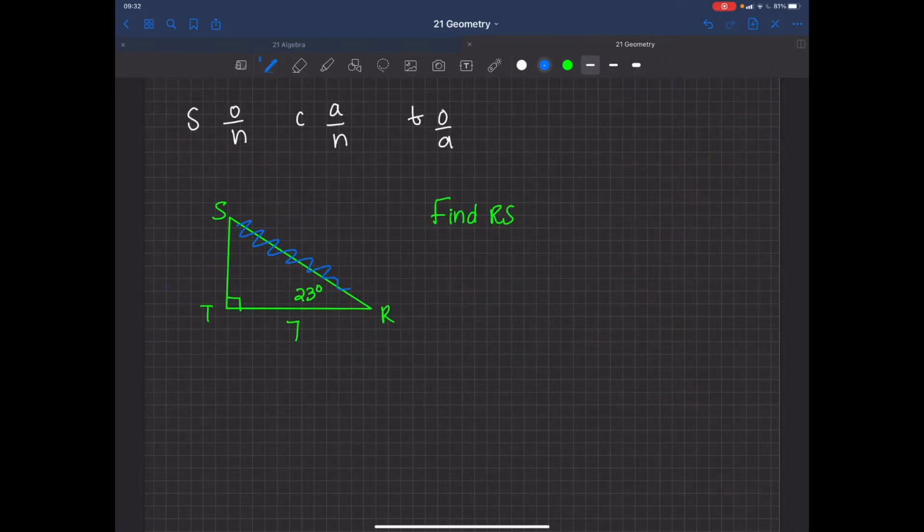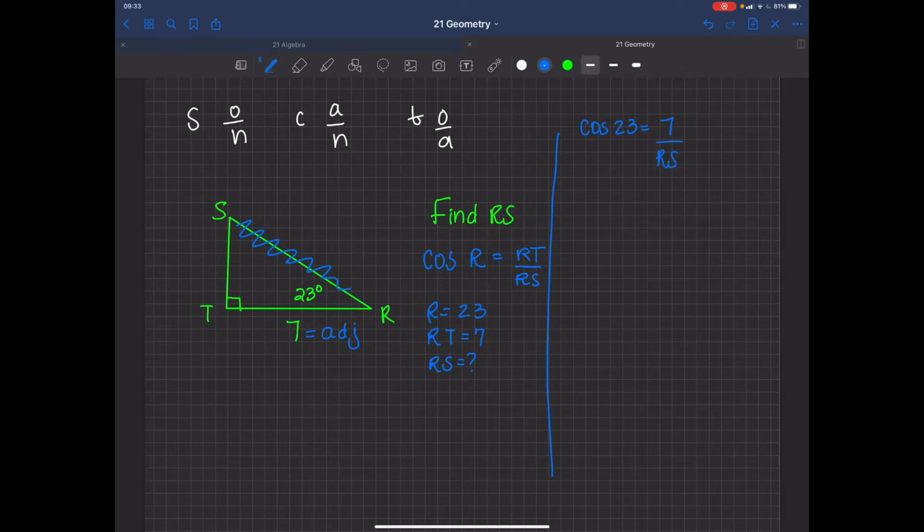Okay, I'm looking for RS, which is the hypotenuse. So in this case, I am going to use cosine. So let's talk about this. That means I have cosine of angle R is equivalent to RT divided by RS, because I'm looking for RS. And I'm given my adjacent side. So this is going to be the adjacent because it's next to the angle. So we know that R equals 23. We know that RT equals 7, and we're looking for RS, right? So when I bring this all together, I'm going to say that I have cosine of 23 is equivalent to 7 divided by RS.